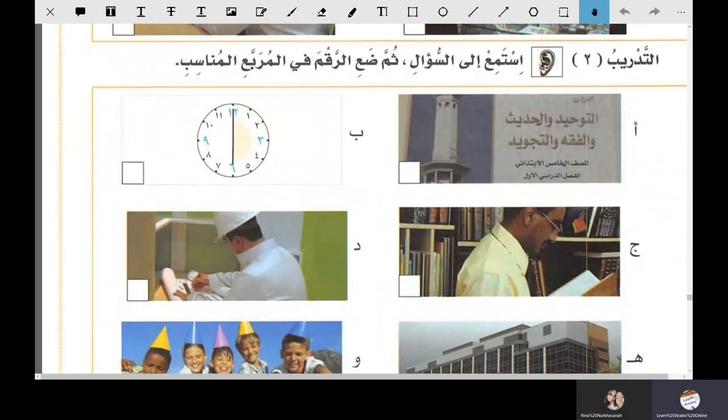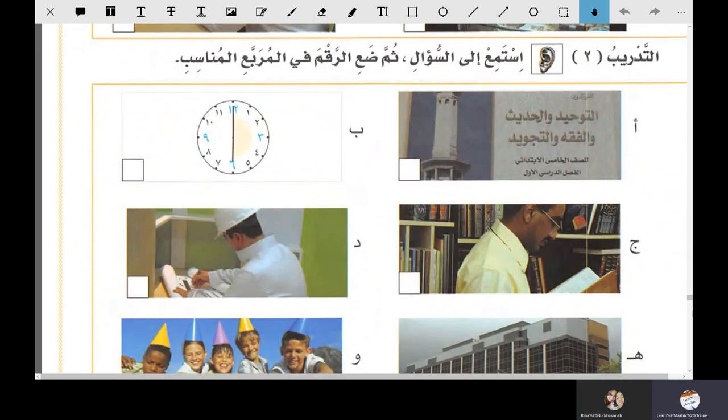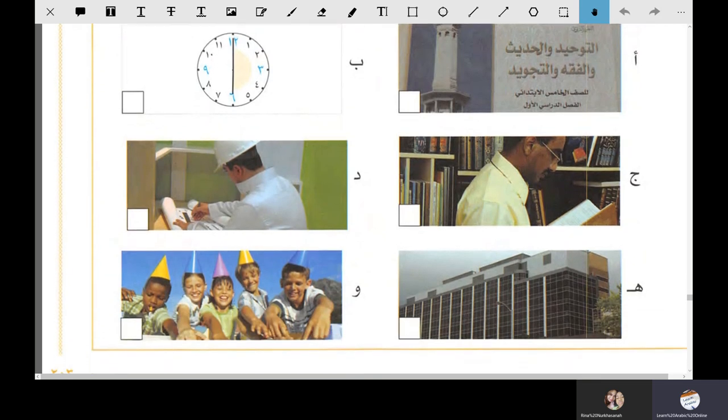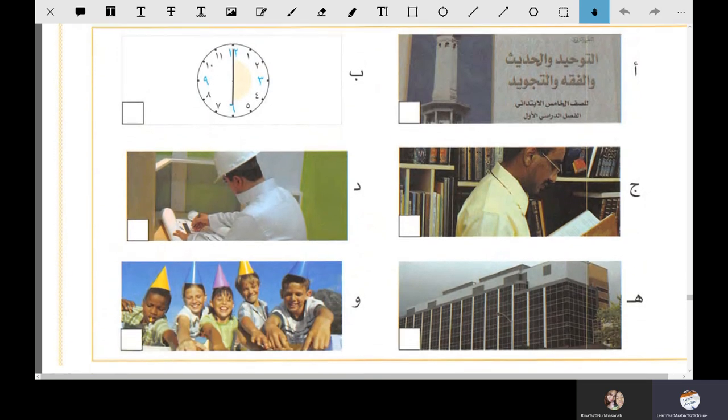Second exercise: listen to the question and then put the number in the box. Okay. Now you will listen to the question. Only that. Yes, just a question and you tell me which picture is this.